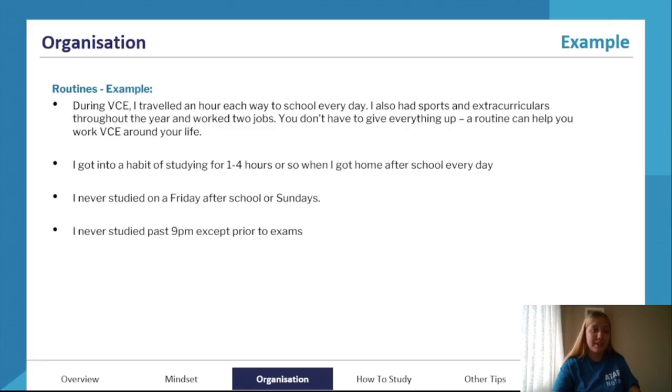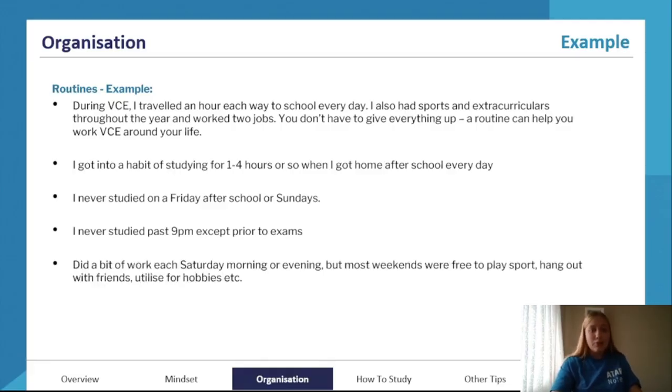I also never studied past 9 p.m. except prior to exams, when I would also study on the Fridays and Sundays sometimes, depending on how much I felt I needed to study to get the results that I wanted. And this was very effective. It kept me rejuvenated and feeling well throughout the entire year, and I never felt tired, exhausted, or extremely stressed out thanks to this routine.